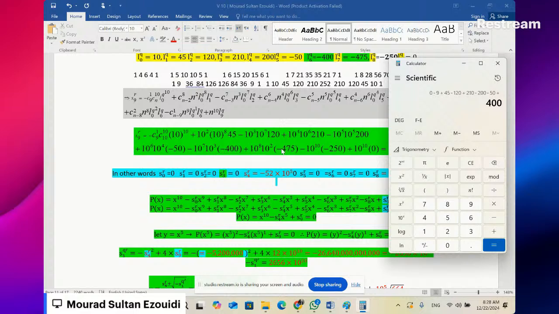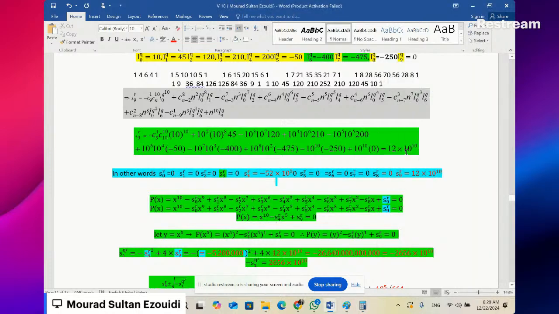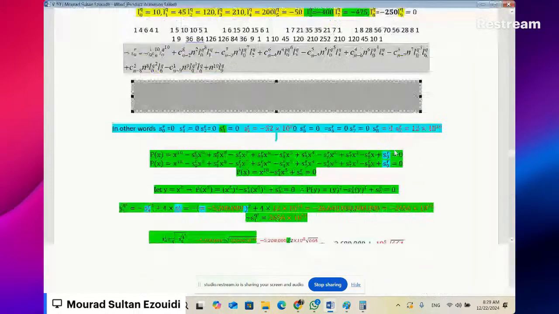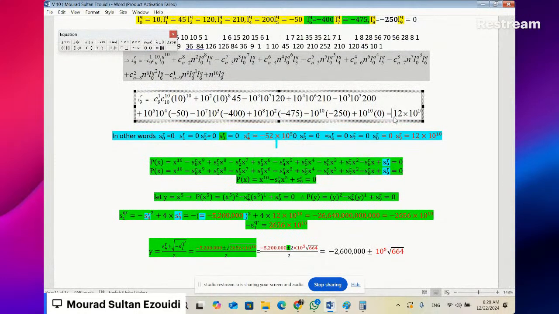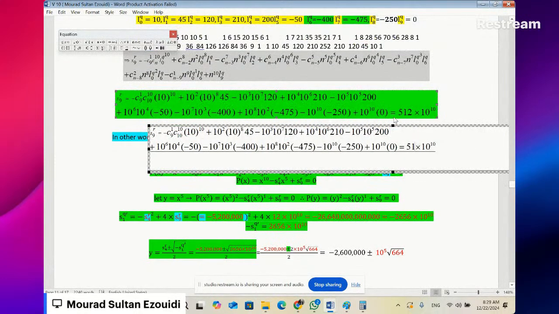Then plus, there is negative 475. Then minus by minus is plus 250. 250, the coefficient of this one. This one is equal to 51. So it will be 51 multiplied by what? 12. This is 51, this is 12. I'll check my calculator now. I will calculate this again and check if it is 12 or 15.